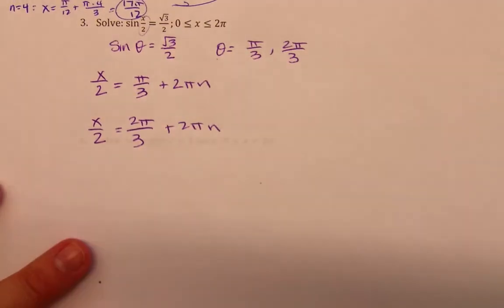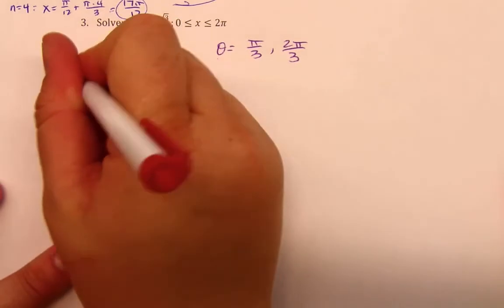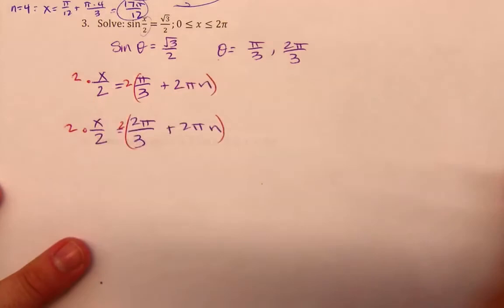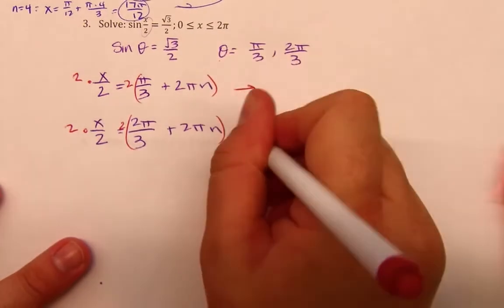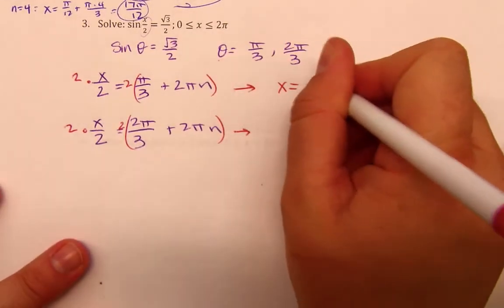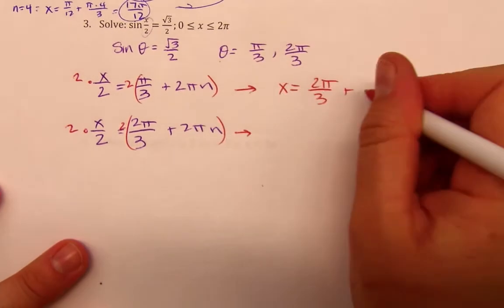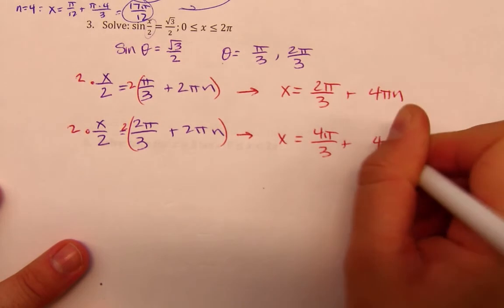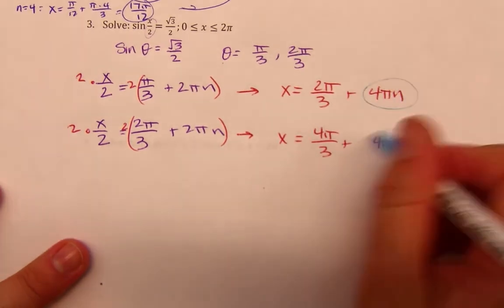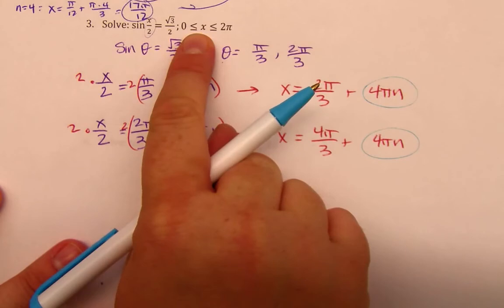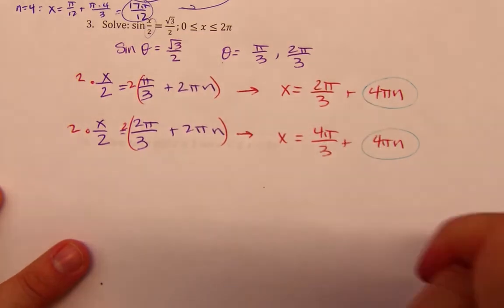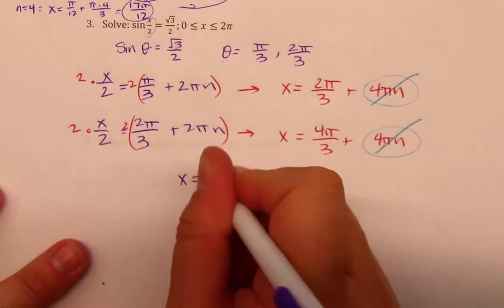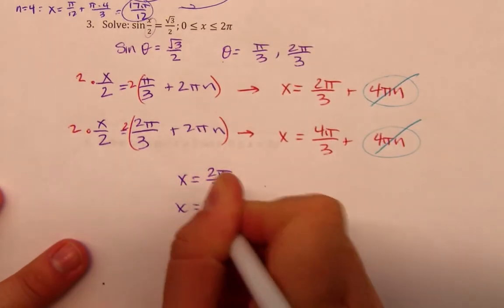But we don't want x over 2, we want x. So I'm going to multiply by 2 on both sides. And what that gives me is x equals 2 pi over 3 plus, times 2 would be, 4 pi n, and x equals 4 pi over 3 plus 4 pi n. Now obviously this is too big because it needs to be between 0 and 2 pi. So adding 4 pi even one time is going to be too much. What that means is my answers then are just x equals 2 pi over 3 and x equals 4 pi over 3.